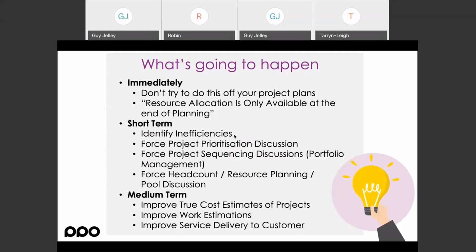And then the medium term, which you'll start to experience about 6 months into this journey, maybe a little bit earlier, a bit longer for some organizations, is you'll really start to improve the estimation of the true cost of the projects and the work estimation. People, unfortunately, totally underestimate how long things take. I still have people in my team that tell me, don't worry, this is only going to take an hour or 2 hours. And I tell people nothing in this world takes an hour anymore.